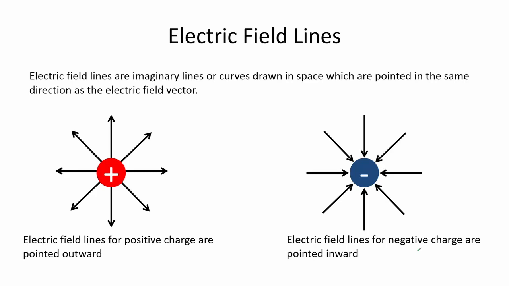Electric fields are generated by a charged source point, and to understand them easily by visualization we create electric field lines. Electric field lines are imaginary lines or curves drawn in space which point in the same direction as the electric field vector. For a positive single charge, the electric field lines are drawn perpendicularly outward. For a negative single charge, the electric field lines are drawn inward.